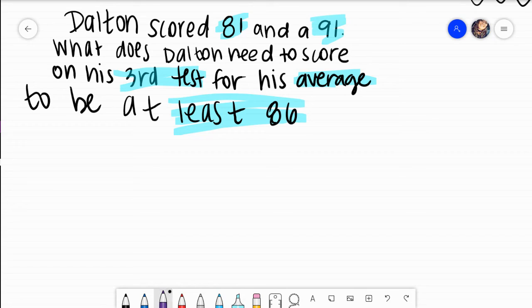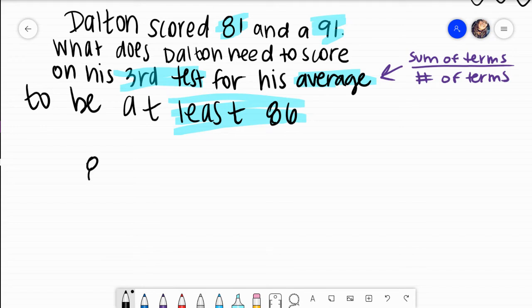So it's only one problem on the homework like this. Average is the sum of terms divided by the number of terms. So this tells me my sum of terms is what? 81 plus 91 plus, what did he get on his third test? Exactly. That's what we're trying to figure out, what do you need to make on your third test? We don't know it. What does his score need to be? So we have x. That's my unknown.